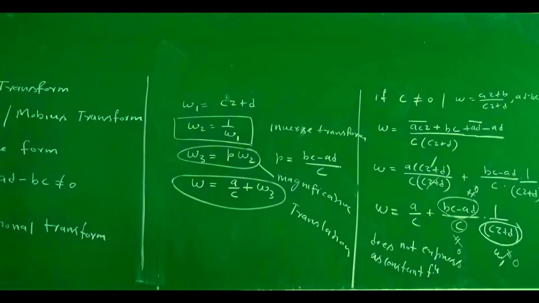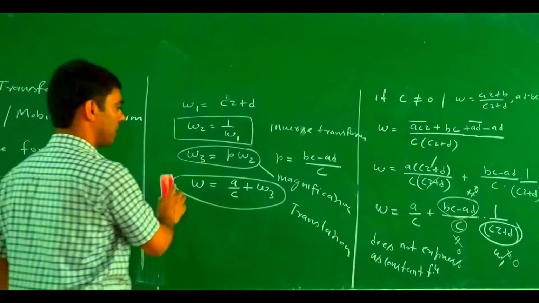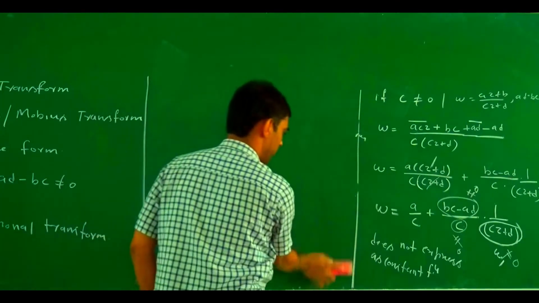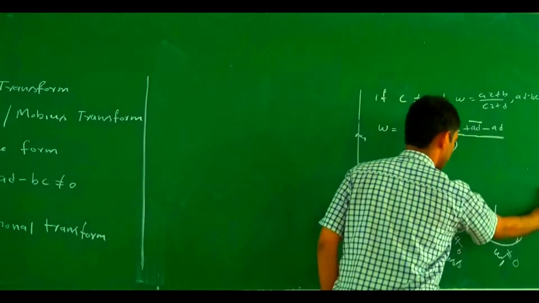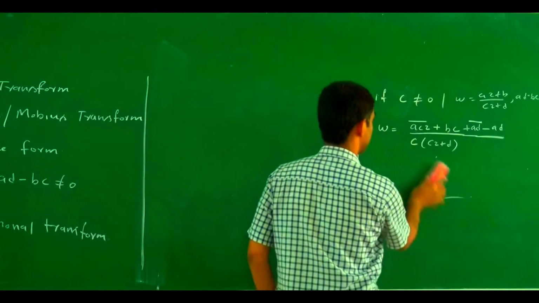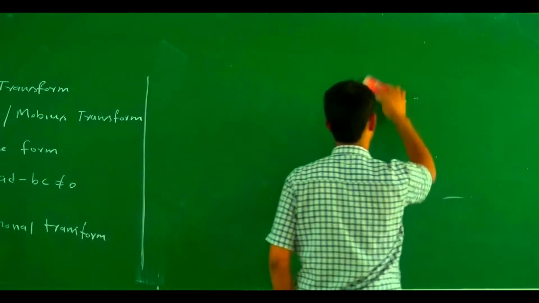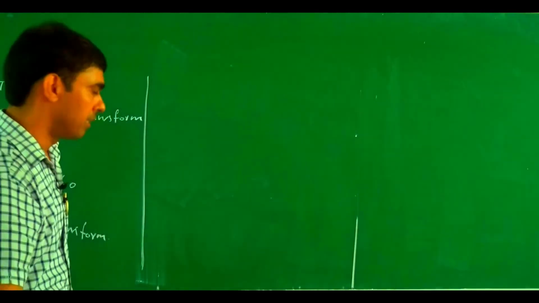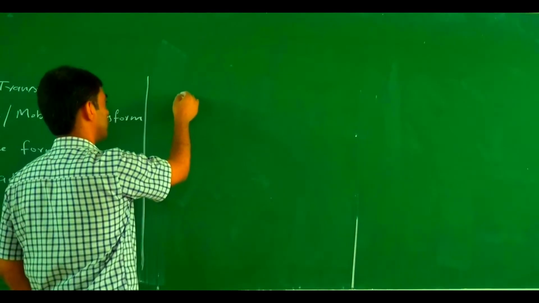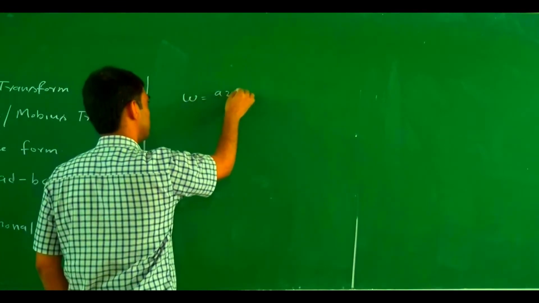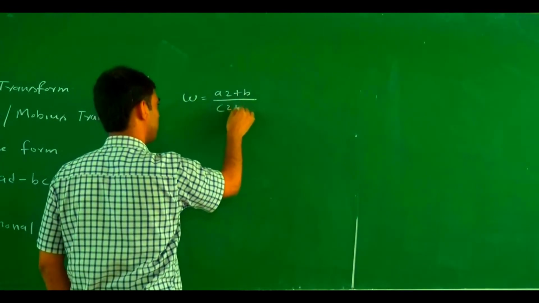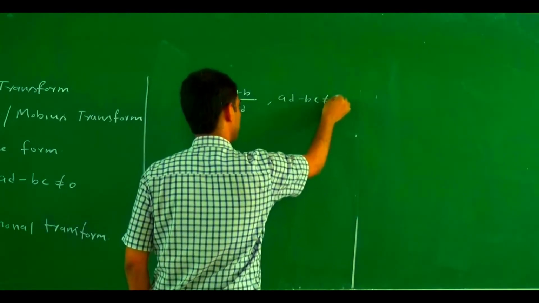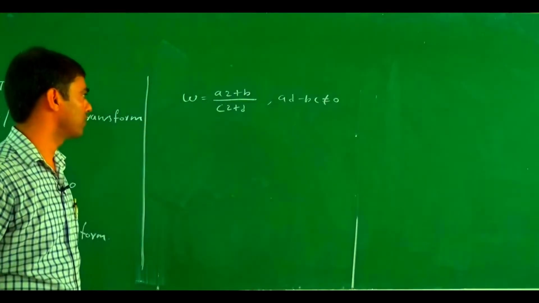Now, if we try to find the inverse of a bilinear transform, that means we write it in terms of W. W equals (AZ plus B) divided by (CZ plus D), and we want the value in terms of Z. So here W equals (AZ plus B) divided by (CZ plus D), provided AD minus BC does not equal 0.